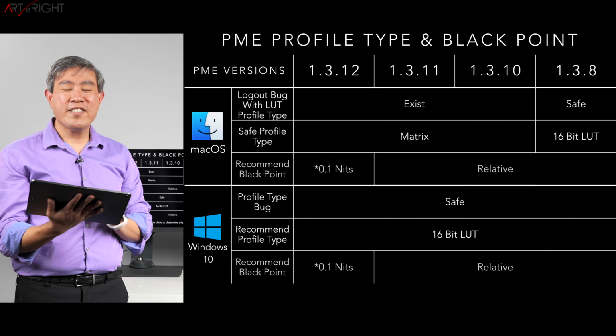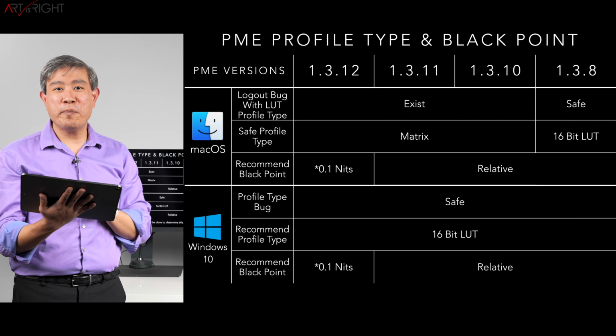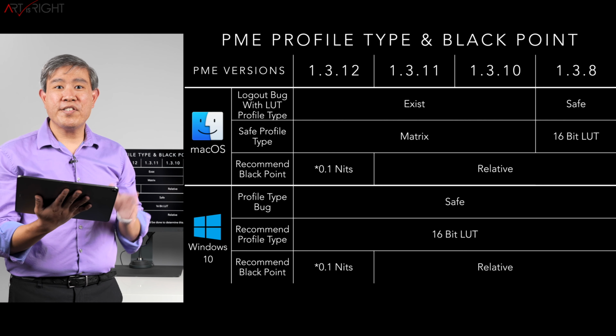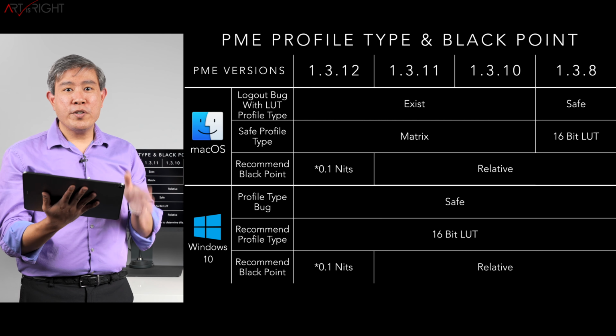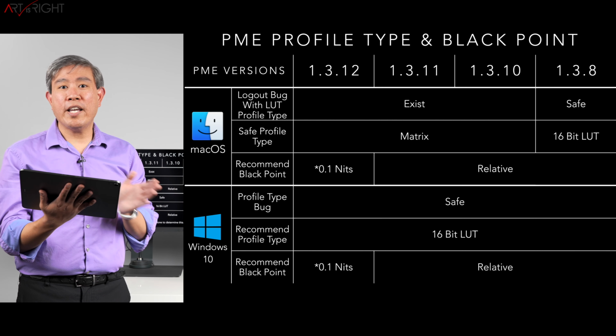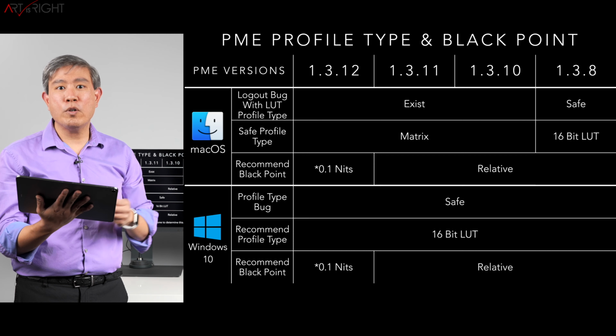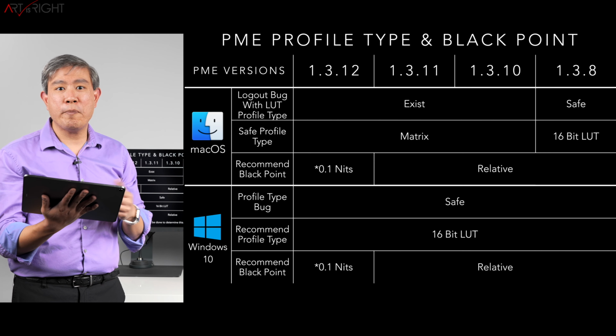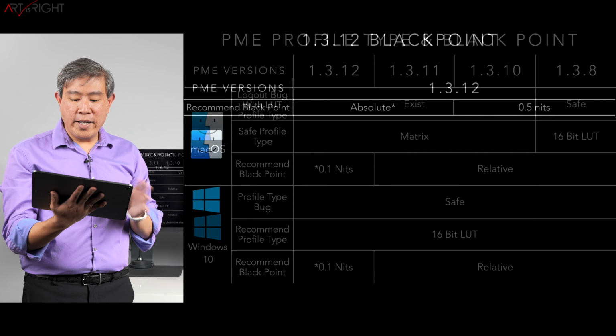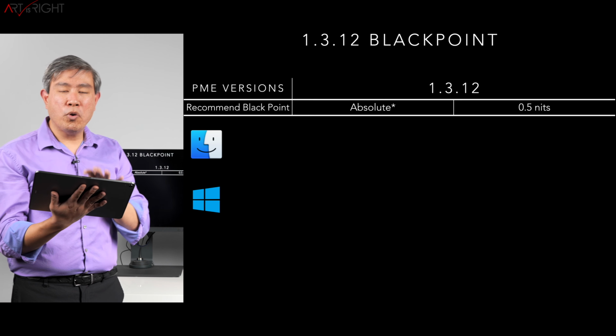Black point recommendation, and this is where you get a sneak peek of a number that I'm about to give you, and that is 0.1 nits. If you're using 1.3.12. If you're using any other previous version, relative is still going to give you the best scaling for both Mac and PC. All right, this being said, let's talk about this a little bit more and black point.